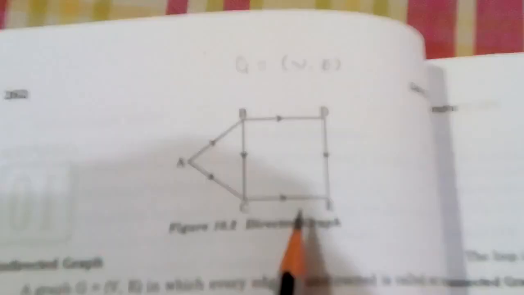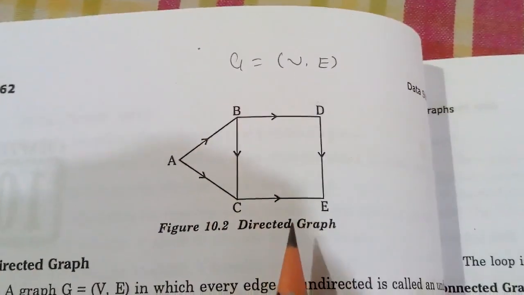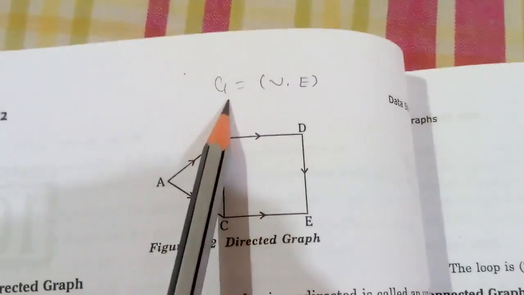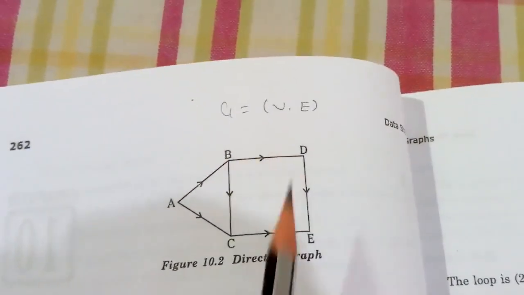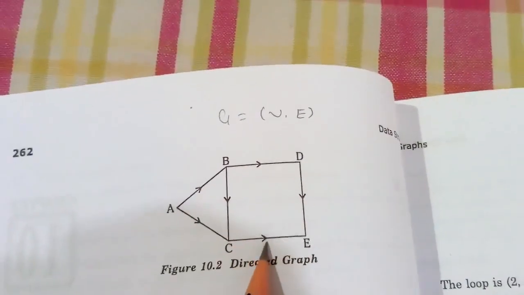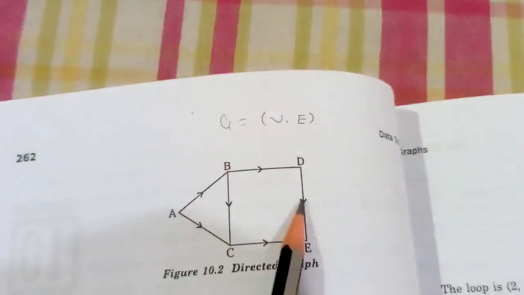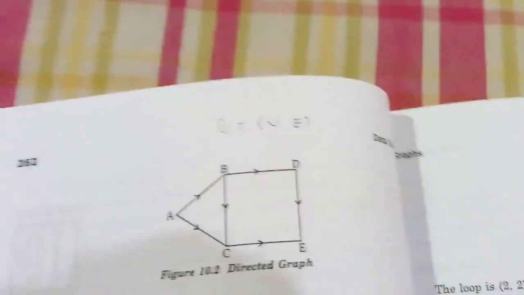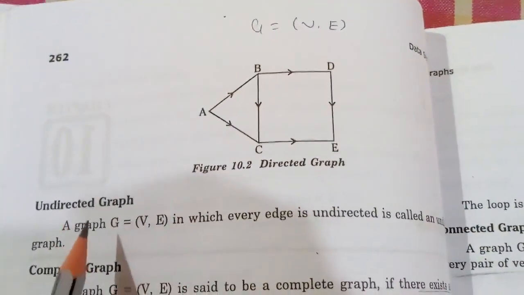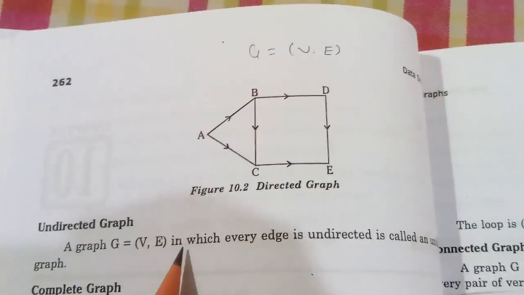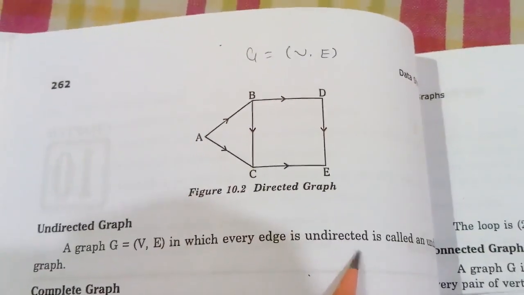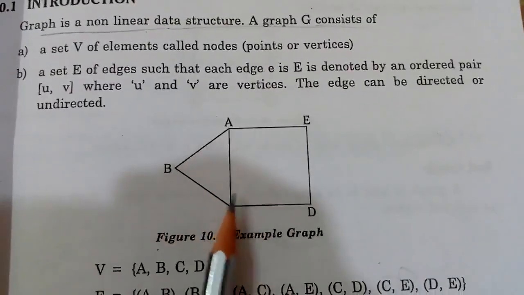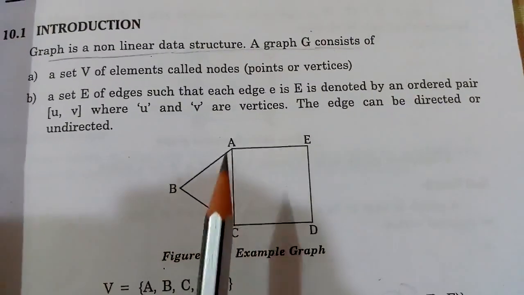So next is directed graph. A graph G = (V, E) in which every edge is directed is called a directed graph. See, we have directions here. Next, undirected graph. A graph G = (V, E) in which every edge is undirected. This is an example of an undirected graph. See, no directions here.